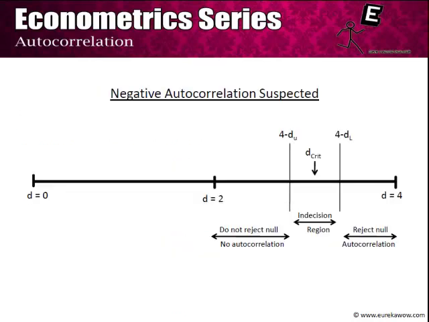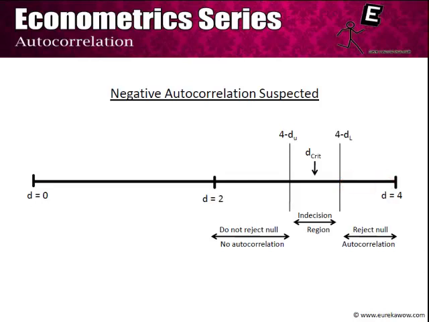In the less likely case of negative autocorrelation, the interval is given by 4 minus du and 4 minus dl. For obvious reasons, 4 minus du lies to the left of 4 minus dl. Even in this case, the d critical lies somewhere between 4 minus du and 4 minus dl, but its precise value is not known, and hence the region between 4 minus du and 4 minus dl is the indecision region. The region between d equal to 2 and 4 minus du is the region where we do not reject the null hypothesis because it is lower than d critical, and the region between 4 minus dl and d equal to 4 is the rejection region.